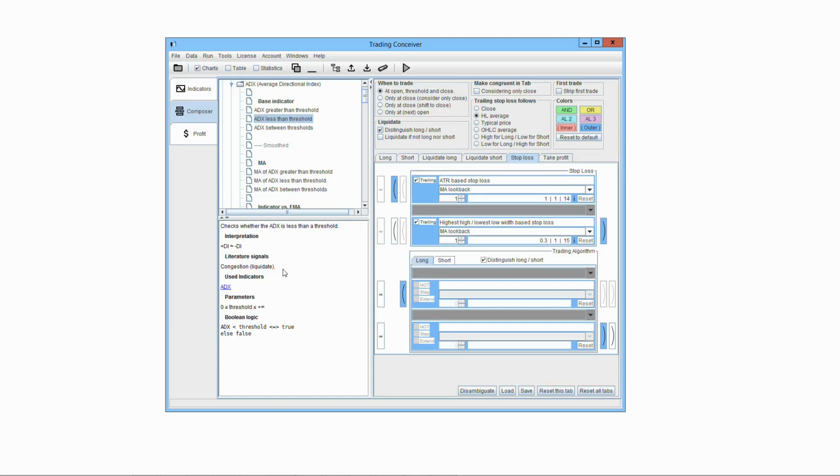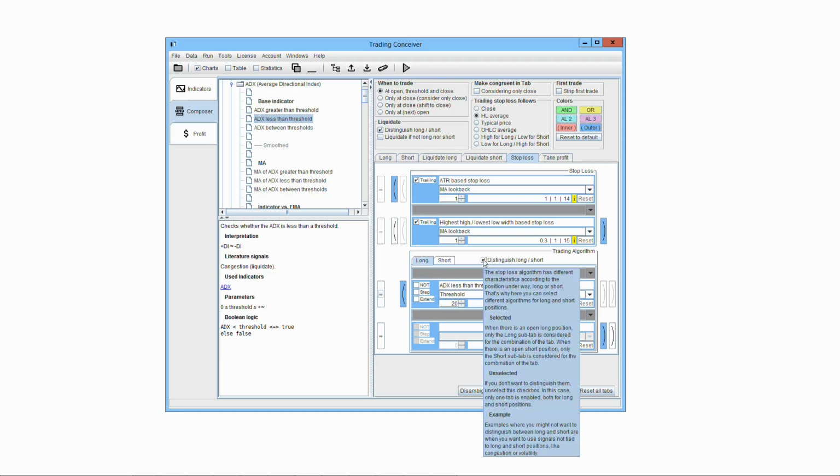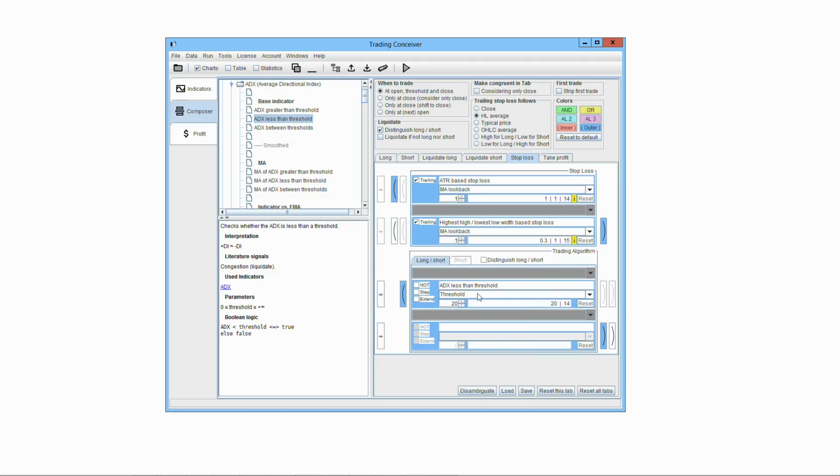In this example we use a congestion algorithm, ADX less than threshold, so we don't want to distinguish between the directions of the open position. That's why we deselect the checkbox Distinguish long short. We also select the checkbox Extend.